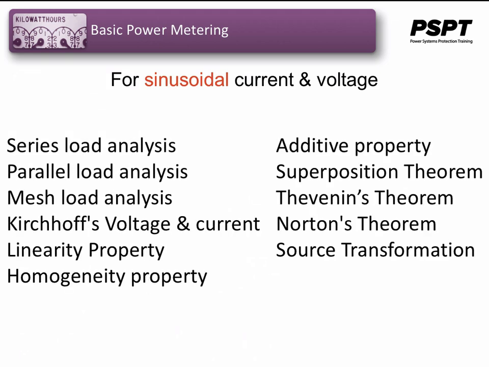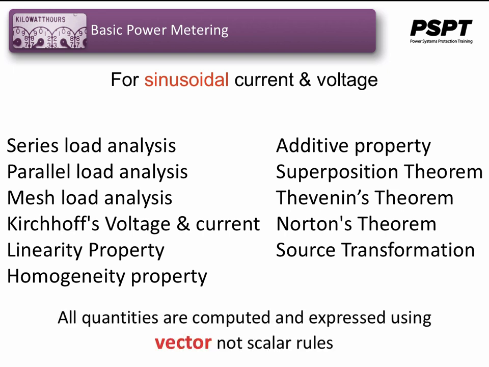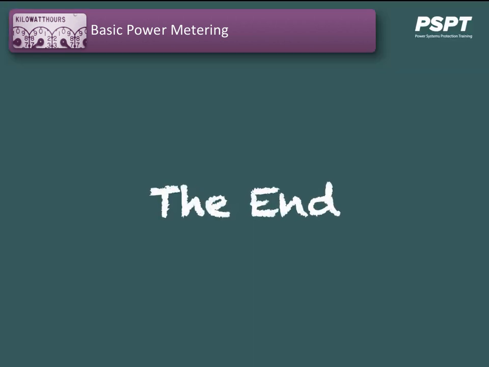As well, all of the rules for mesh analysis and theorems can be used with RMS values for current and voltage, keeping in mind that all quantities are computed and expressed using vector, not scalar, rules. This is the end of Chapter 2.